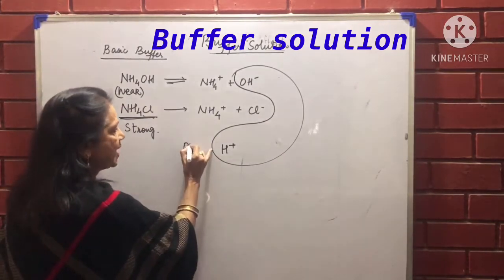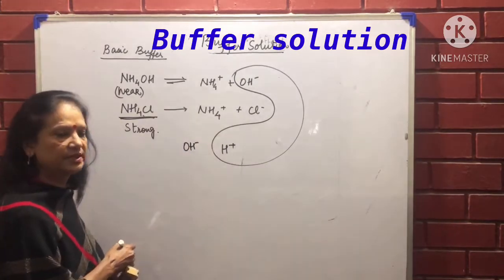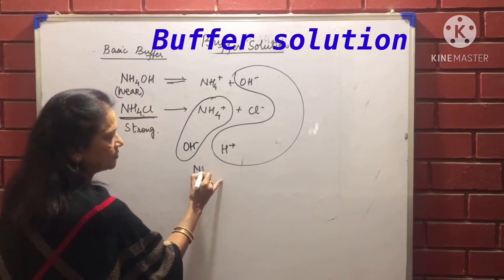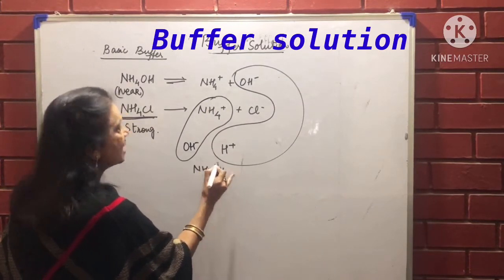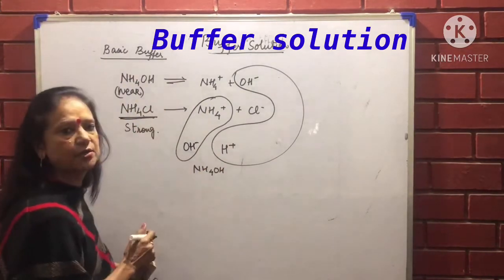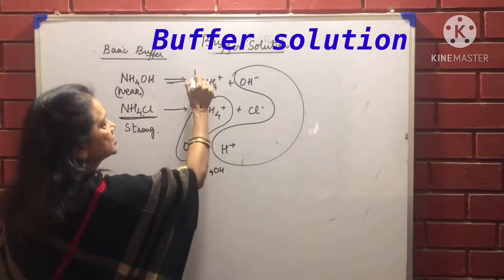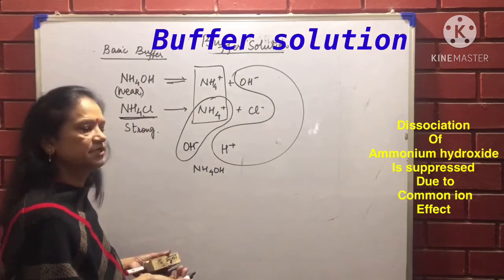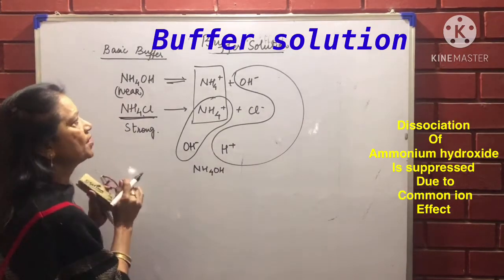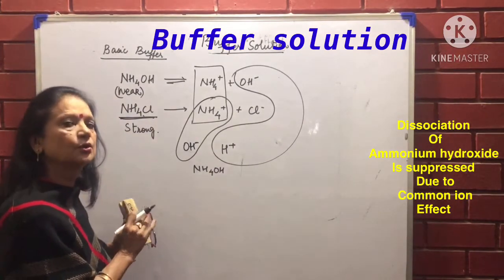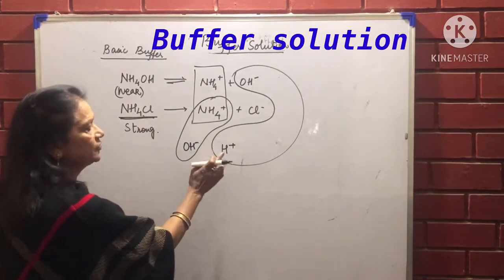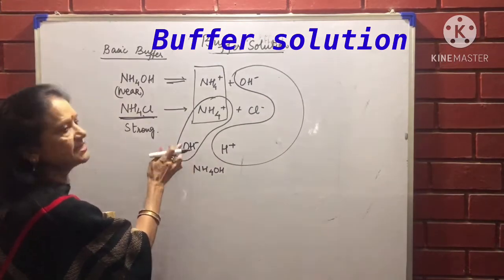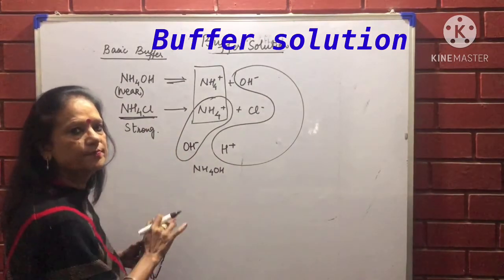Similarly, if I add OH minus ions, which is a base, then ammonium ions from here combine to form ammonium hydroxide. But ammonium hydroxide is already weakly ionized because of common ion effect. It had become very, very less, and so no change in pH takes place. So a buffer solution is a solution whose pH does not change even if I add an acid or I add a base. So there were two kinds, acidic buffer and a basic buffer.